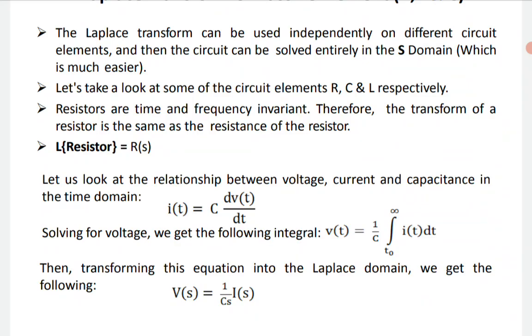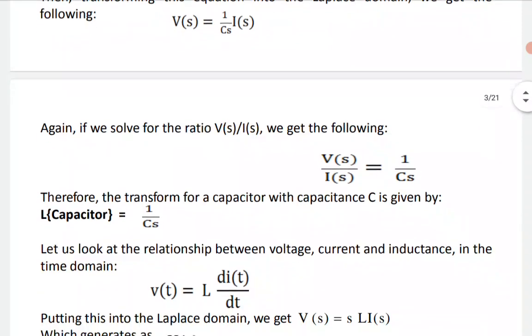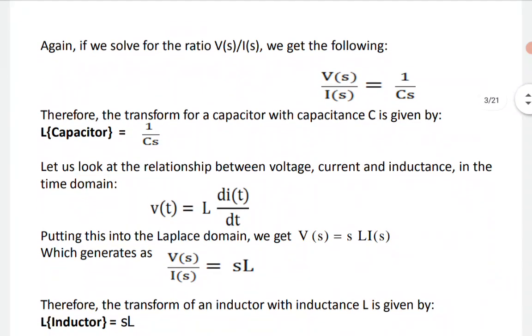Now transforming this equation into the Laplace domain, we can rewrite it as V of S is equal to 1 by Cs into I of S. So the equivalent representation of a capacitor can be written as V of S by I of S is equal to 1 by Cs. So L of C, the Laplace transform of a capacitor, is nothing but 1 by Cs. That should be in your mind, because these things will be applied directly on the respective electrical circuits.